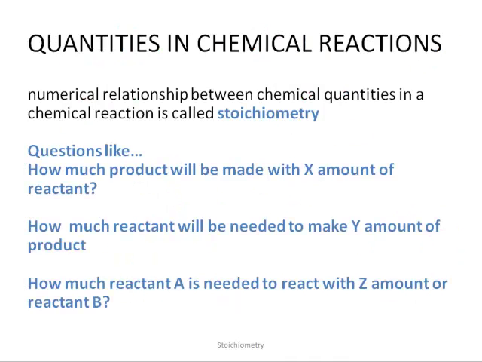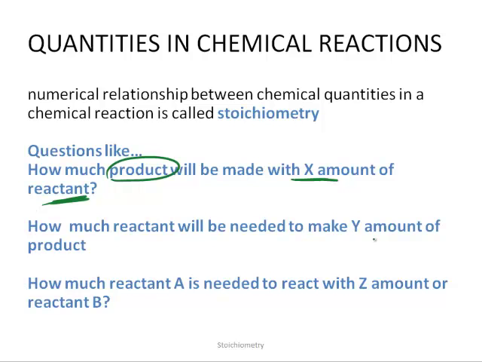Okay, finally we're going to want to be able to discuss numerical information about a chemical reaction. This field of study is known as stoichiometry: numerical relationships between reactants and reactants, or reactants and products, or even products and products. So we can answer questions like, how much product can I make if I have X amount of reactant? If I have 10 grams of butane, how many moles of carbon dioxide am I going to produce?